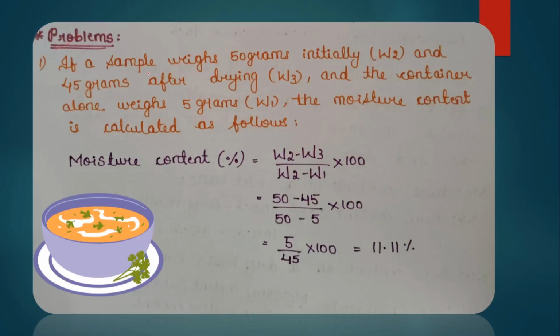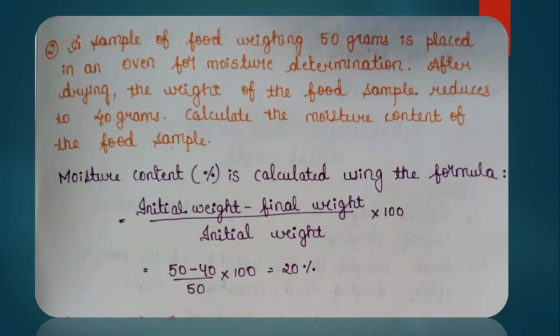Let us see the first problem. If a sample weighs 50 grams initially, that is W2, and 45 grams after drying, that is W3, and the container weighs 5 grams, that is W1, then calculate the moisture content. We know the moisture content formula, that is W2 minus W3 by W2 minus W1 into 100. So, we put these values here: 50 minus 45 by 50 minus 5 into 100. So, we get 11.11% moisture.